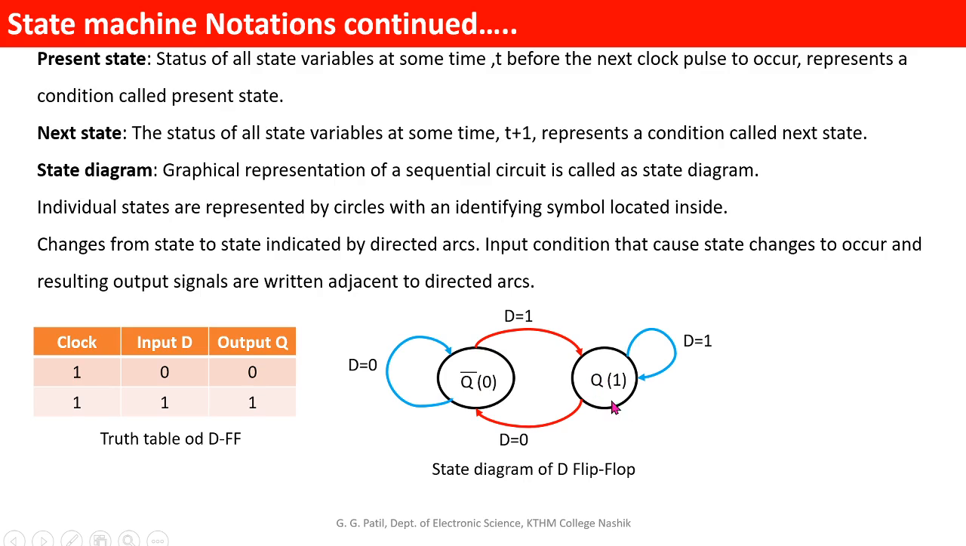Now if the present state output of the flip-flop is 1 and the input applied D is equal to 1, it will maintain the same state output. Since it is already in the 1 state, the output is 1, and it will maintain the output. But if presently the output is 1 and input D is equal to 0, it will change the state and go to 0 from 1. So in this way we can understand the state diagram of D flip-flop.